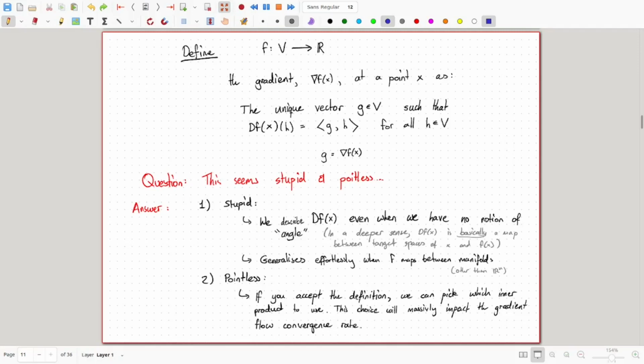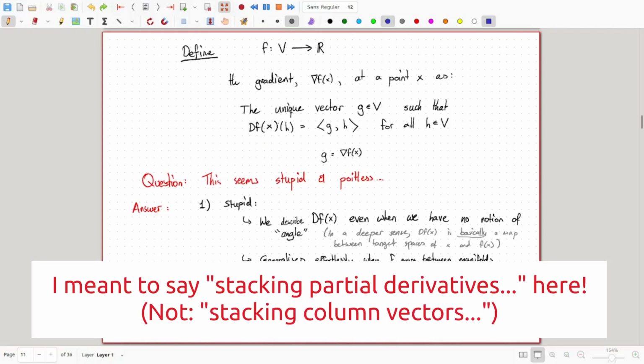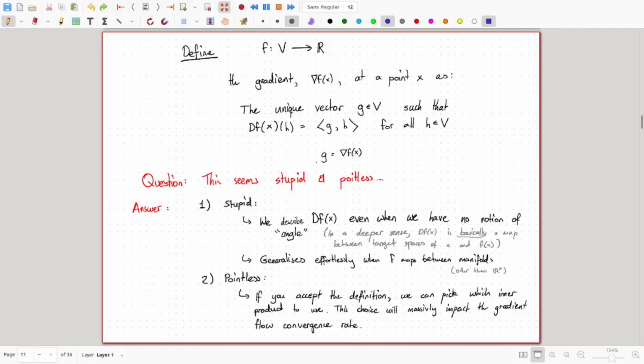However, we can't describe the gradient when we have no notion of angle, because we have to pick an inner product here. And an inner product, if you're unfamiliar, determines angles and lengths and things of vectors. So it also is the case that this definition, unlike the transpose definition or stacking column vectors, generalizes effortlessly when we look at infinite dimensional functions, or where our vector space is infinite dimensional.